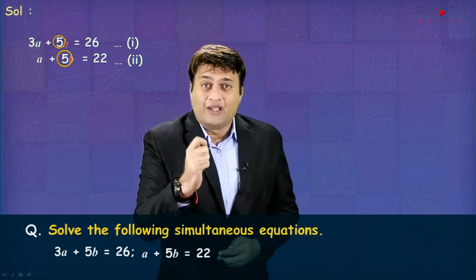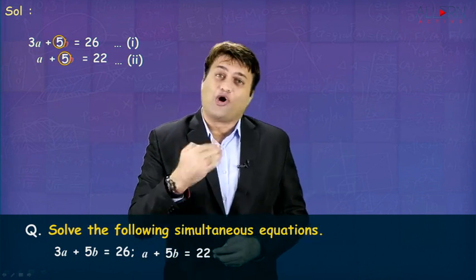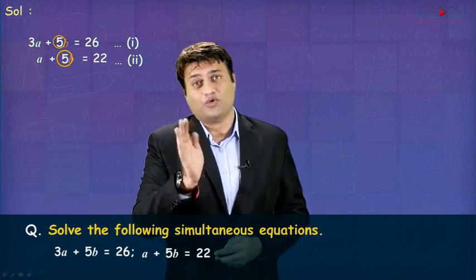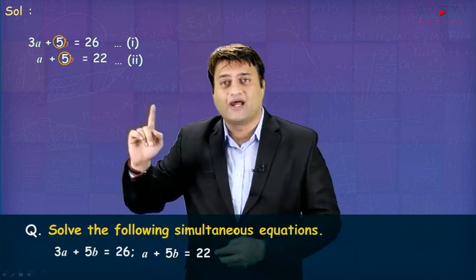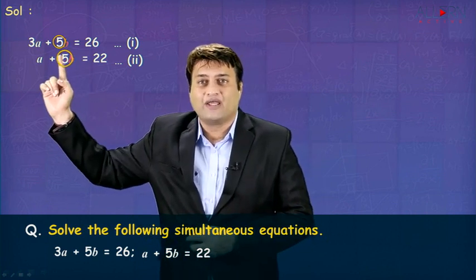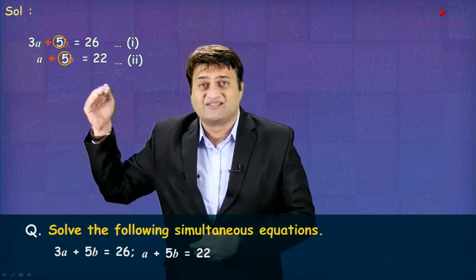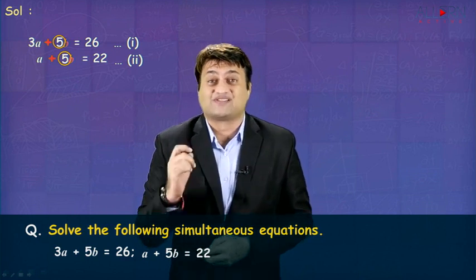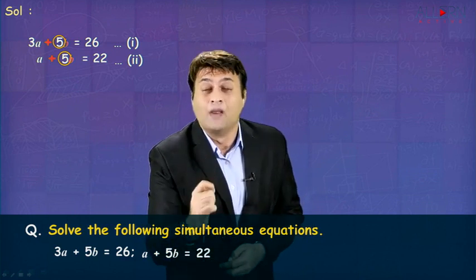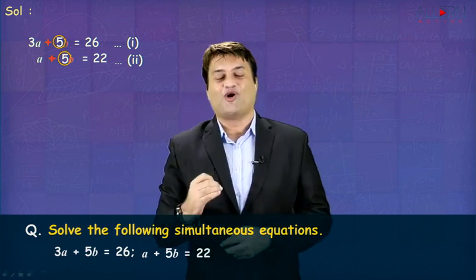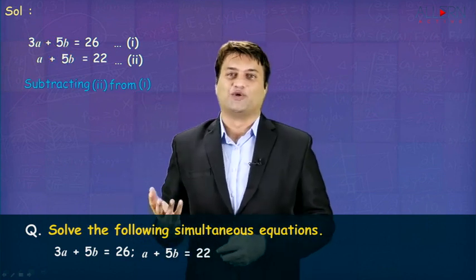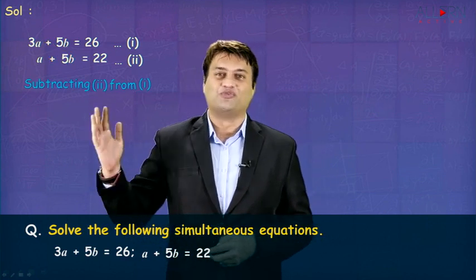Now to eliminate, we need to either add or subtract. Now whether to add or subtract, we can only decide by looking at the signs. Now look at the sign of 5b in the first equation, it is plus. In the second equation also it is plus. So the signs are same. Because the signs are same, what we need to do is subtract the two equations. So subtracting 2 from 1.